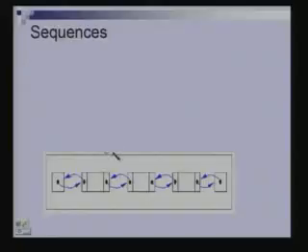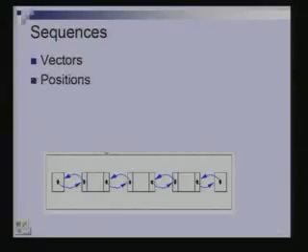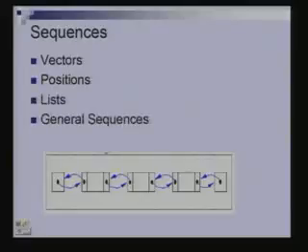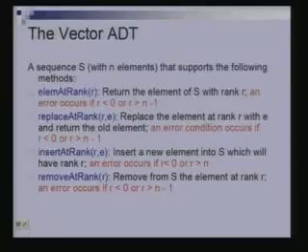Okay? So that's all I wanted to discuss about queues and double-ended queues. Now we are going to go to the second part, and we'll quickly look at some sequences. So we're going to be talking about vectors, positions, lists and general sequences, right? We'll be using the data structures that we have seen so far, arrays and linked lists, to be able to implement these data types.